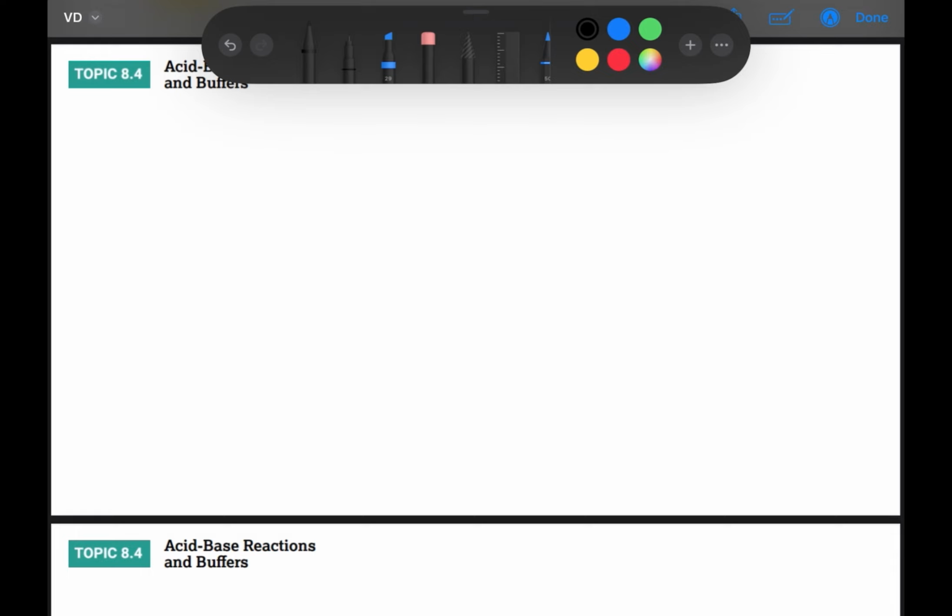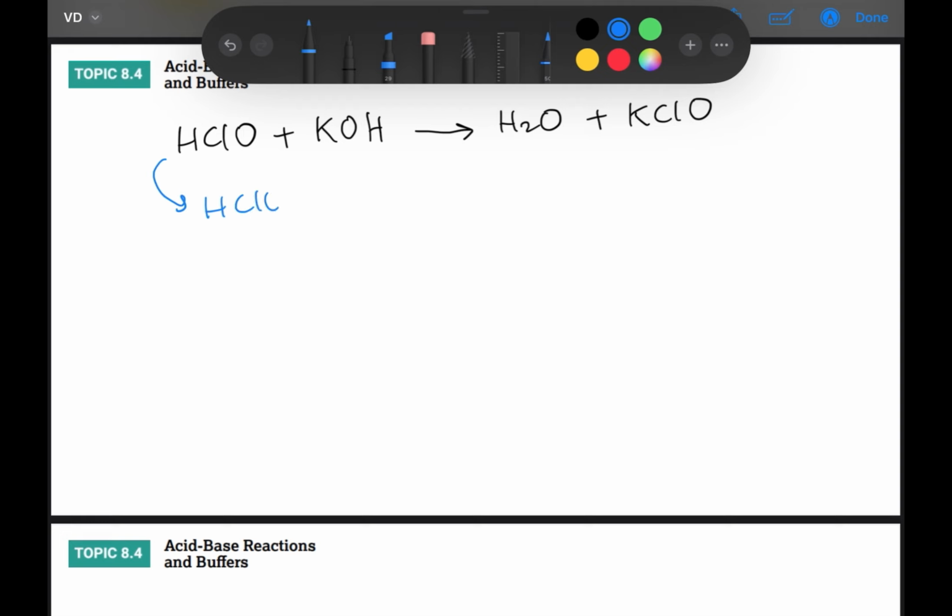Let's just show you. Let's take the same one, HClO. It reacts with KOH, okay? And since we have an acid-base reaction from the previous example, we have H2O plus KClO. And if we want to write the net ionic equation, as we said, we don't like to repeat the same steps. These steps are covered in the previous example.